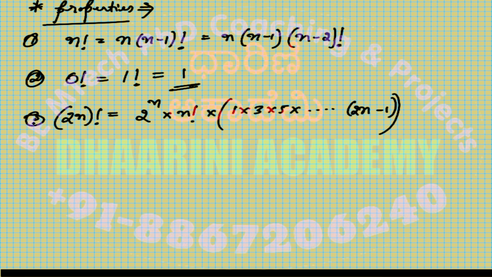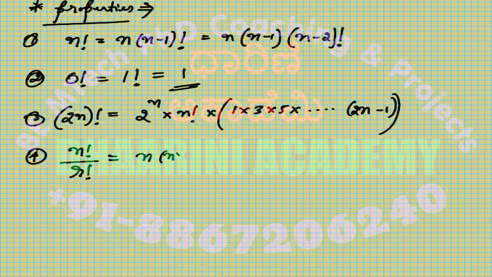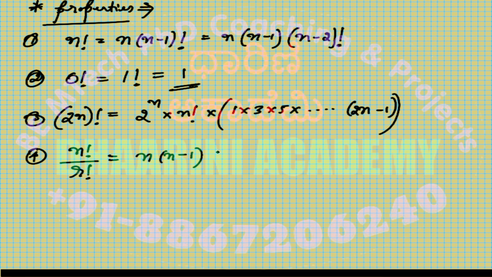All right. Then the fourth property: if I have to perform n factorial divided by r factorial, this is simply n into n minus 1 into n minus 2 all the way till r plus 1, because from r onwards every term will get cancelled from the numerator. So that's the next property.